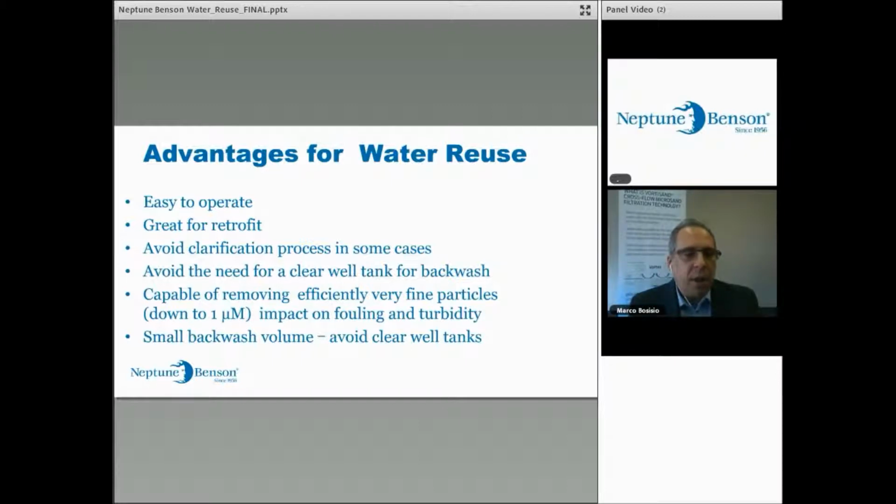Again, like we said, it is capable of efficiently removing very fine particles and has an impact on turbidity. As we know, the turbidity is often driven by these very small particles between 1 to 15, 20 micron. These small particles have a huge impact on turbidity, which is sometimes an objective of the treatment per se. So the small backwash volume also is a key feature.